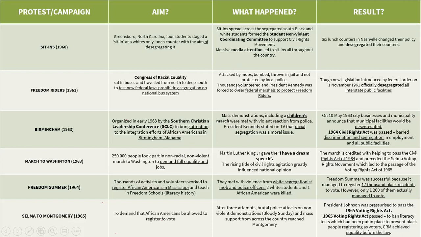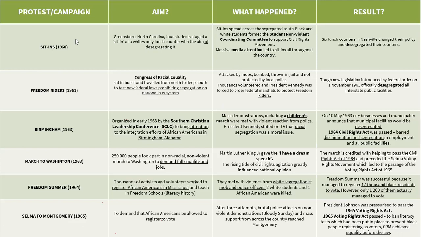Okay, so the freedom rides was in 1961. So you will have noticed I wrote the protests all in order as well. So we've got the Congress of Racial Equality that sat in buses and traveled from the north to the deep south to test the laws prohibiting segregation on the national bus system. So with the bus boycotts, you will remember laws were passed to say that segregation on buses is not allowed. But this didn't actually happen in real life.